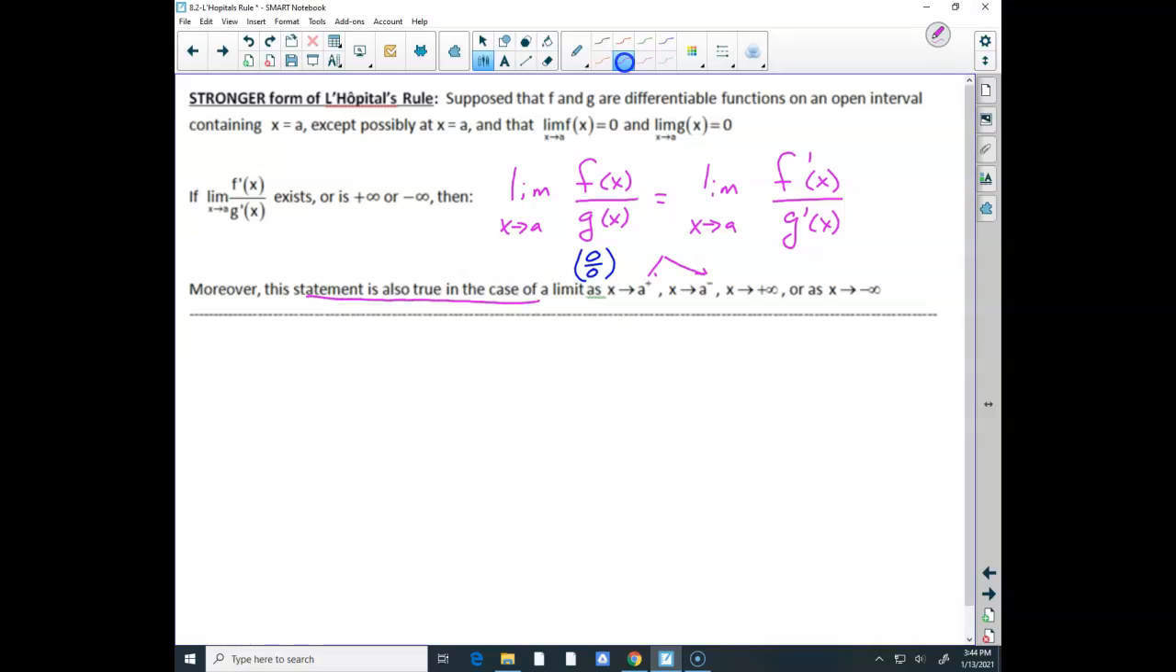One-sided limits here and here. X doesn't have to be approaching a finite value. It can be going to positive or negative infinity. It doesn't matter what x is approaching. You get this indeterminate form. You take the derivative of the top and the bottom, and you reevaluate, okay?